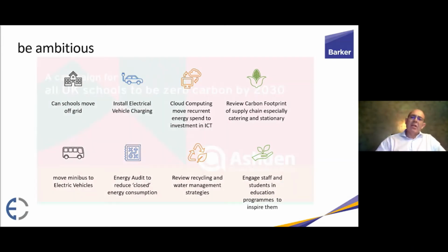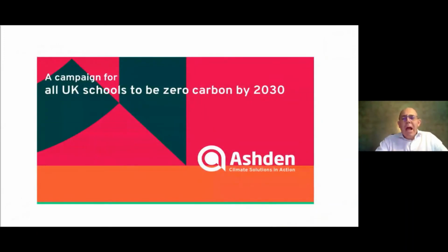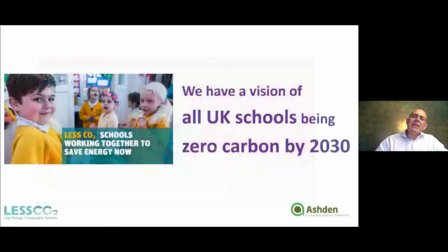So we're doing some work with Ashton, which is a charity that's trying to do work not just in the UK but around the world about climate reduction in schools, and they're currently launching a campaign which they want Academy Trusts to sign up to, looking at how they can get UK schools to be zero carbon by 2030. So not going for the government target of 50%, but actually getting to 100% by 2030, 20 years ahead of the government target. And basically they're looking at having a whole programme of work about less CO2.